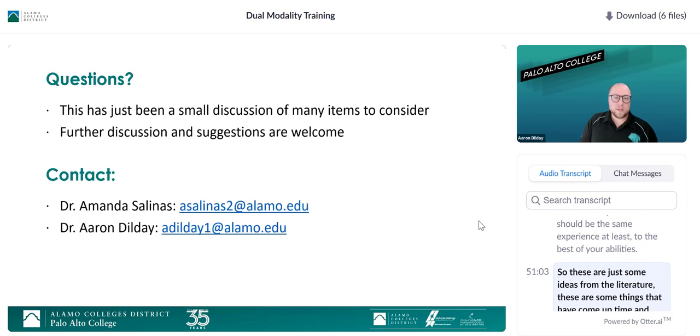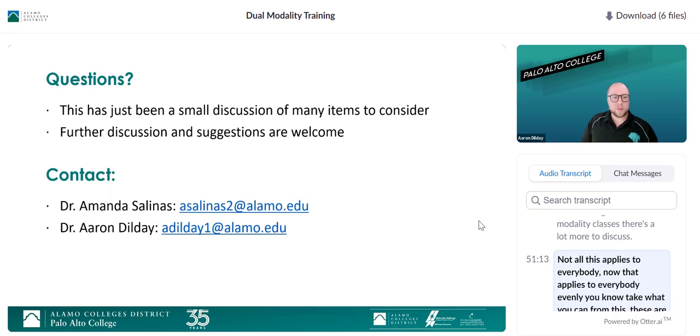So these are just some ideas from the literature. These are some things that have come up time and again in terms of what people have been writing about dual modality classes. There's a lot more to discuss. Not all of this applies to everybody evenly. Take what you can from this. These are not requirements, but these are recommendations to help you have a good semester.